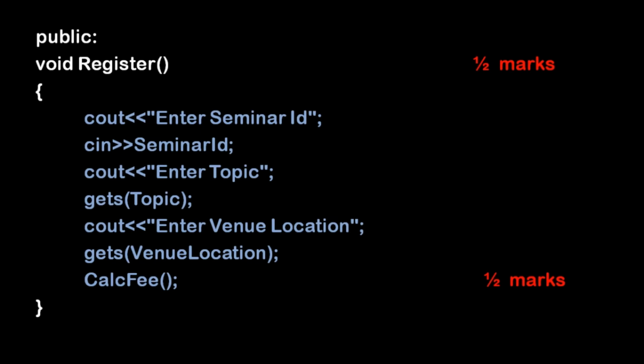After getting all the 3 inputs, you have to call the function calc fee as mentioned in the question. So you have to do the calculation there. When you call this calc fee, you will be allotted half a mark. For the function register, half a mark is allotted, and for calling this function, half a mark is allotted.